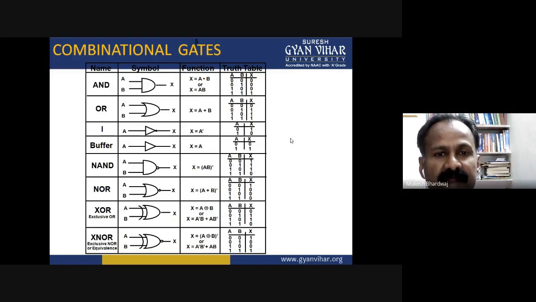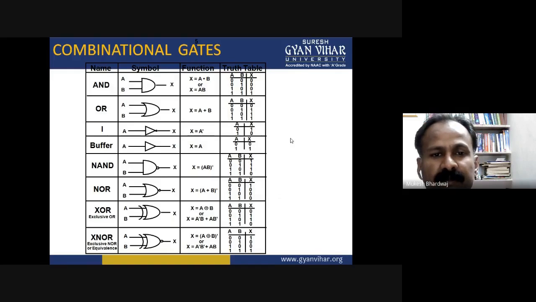As you see, for AND, its function is x equals a into b, or x equals ab. The symbol is represented by AND, and the two inputs a and b give one output x. So x equals 0 0 0 1 for the input combinations 00, 01, 10, 11. Only in the case of 1 1 is the output 1. Otherwise, because it is a multiplication, 0 0 becomes 0, 0 1 becomes 0, 1 0 becomes 0, and 1 1 becomes output 1.